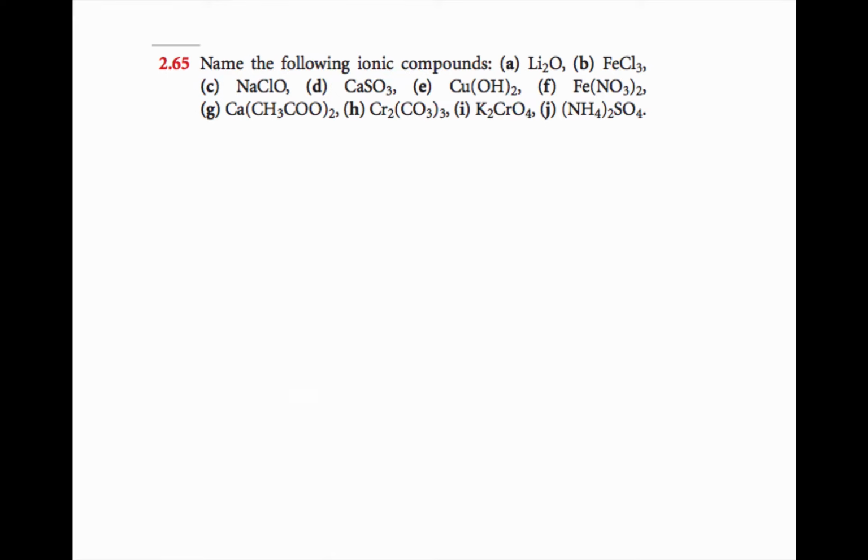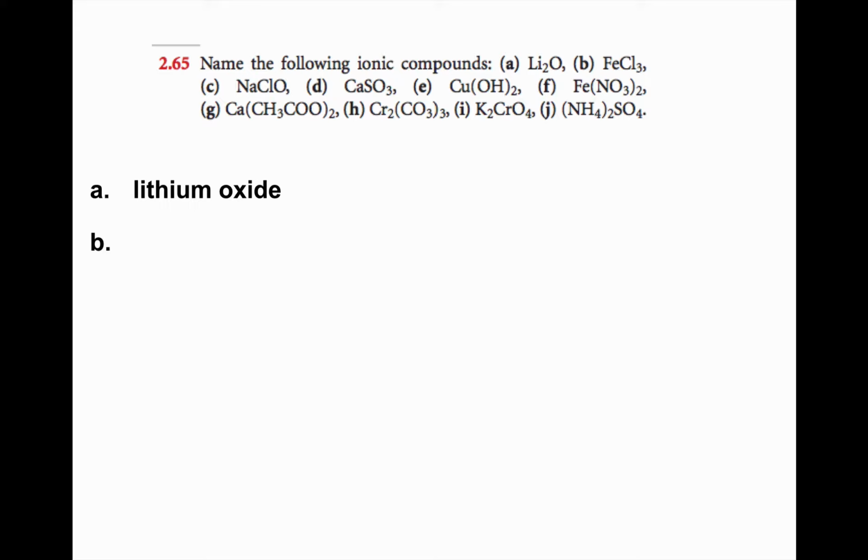Name the following ionic compounds, right? So ionic compounds are easy. Just name the cation, name the anion. If you see lithium in the formula, it's the lithium cation. If you see oxygen in the formula with the metal, it's oxide. So it's the oxide anion with the lithium cation.